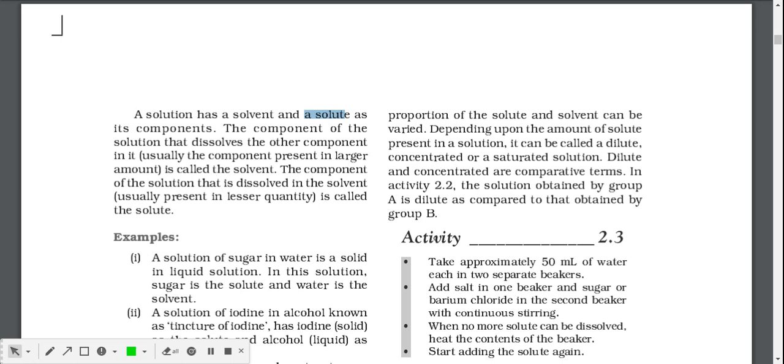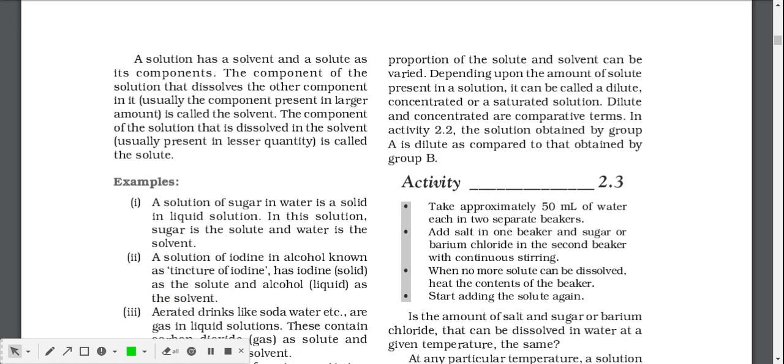So solute can also be defined as the component of a solution that is dissolved in the solvent, which is usually present in a smaller quantity, and the component which is present in larger amount and which has the ability to dissolve the solute is known as solvent. I hope you have understood. Whatever is in smaller quantity is solute, and whatever is in larger quantity is known as solvent. Basically solute dissolves in solvent, right, to make a solution.